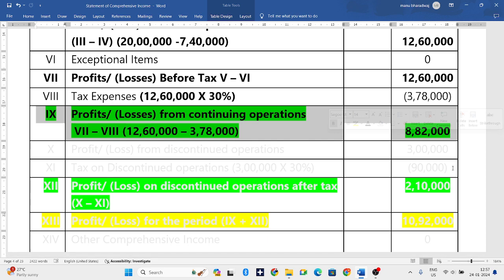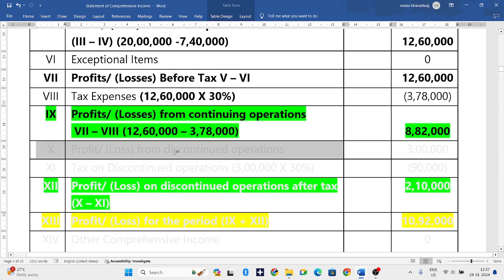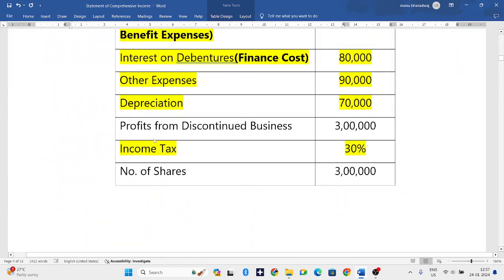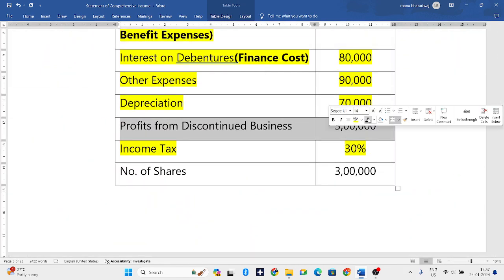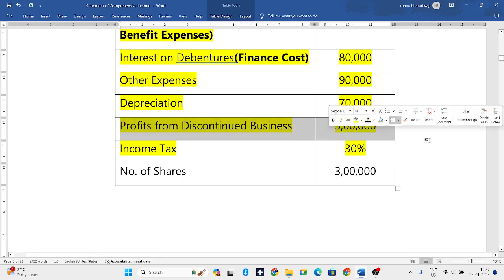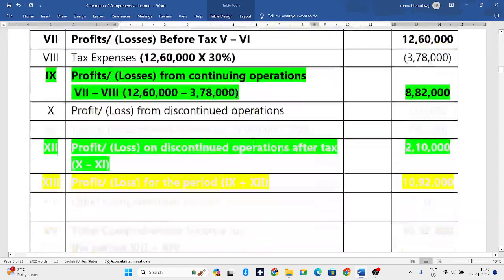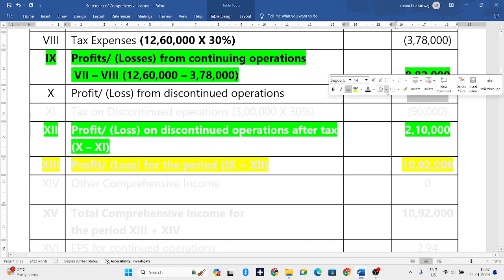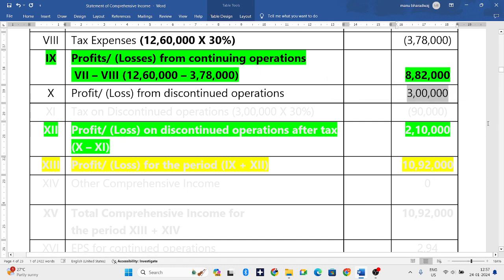Till here one segment is completed. Now we have to take care about the discontinued operations. Now we have to concentrate on profits from discontinued operations. In the question, they have given that profits from discontinued business is 3 lakh rupees. So we will write here profit from discontinued operations 3 lakh rupees.